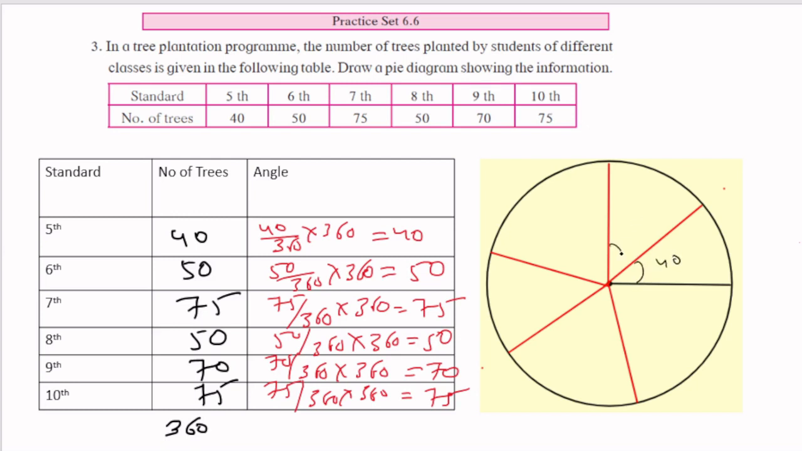So 40, 50, 75, 50, 70, and again 75. And what are these? These are the number of trees. So watching the diagram, we can say that this particular sector, this and this, have an equal number of trees. Perfect. So the pie chart is very easy. You just have to do a few little things and you will get the diagrams.